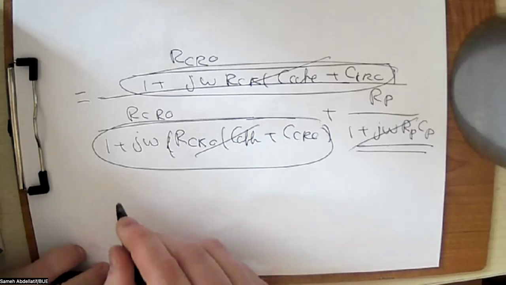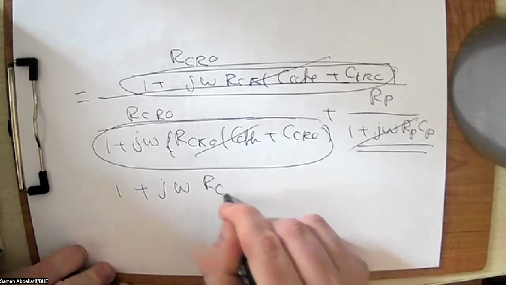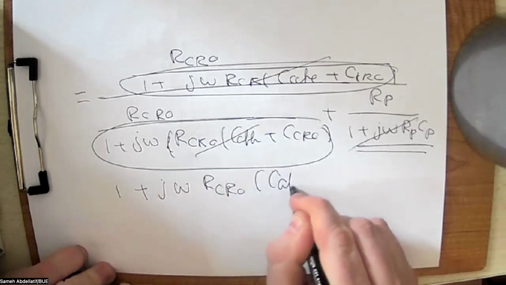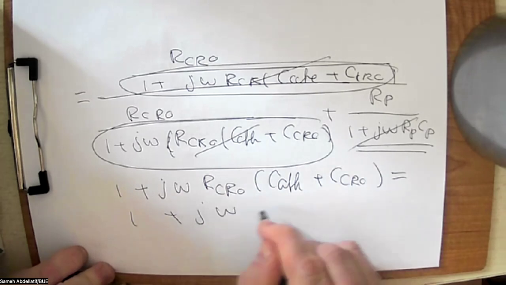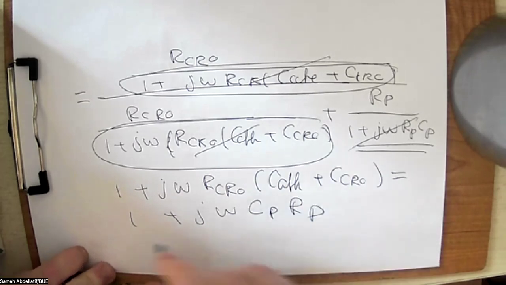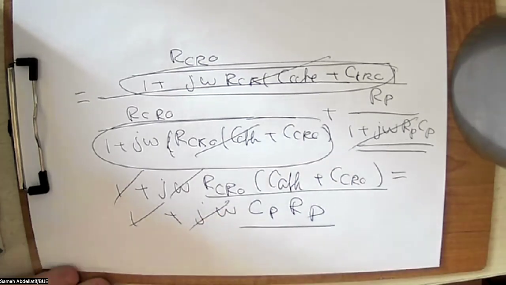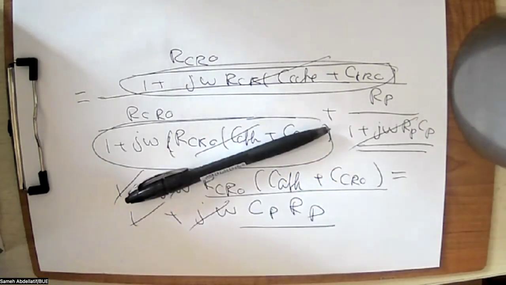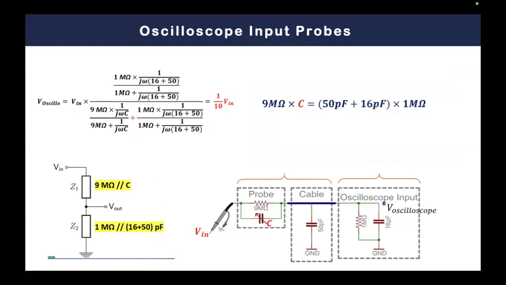So simply the condition you are seeking for is 1 plus j omega R_CRO times (C_cable plus C_CRO) should be equal to 1 plus j omega C_P R_P. Cancel 1 with 1, j omega with j omega. So RC should be equal to RC. If you act to make this RC equal to RC, then you ensure that the capacitance effect is rejected from the equation, keeping the 1/10 condition to your oscilloscope. So simply what you are searching for is this condition.